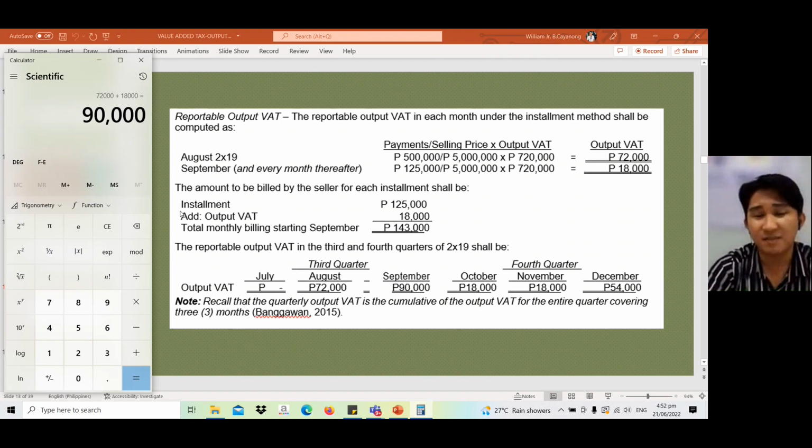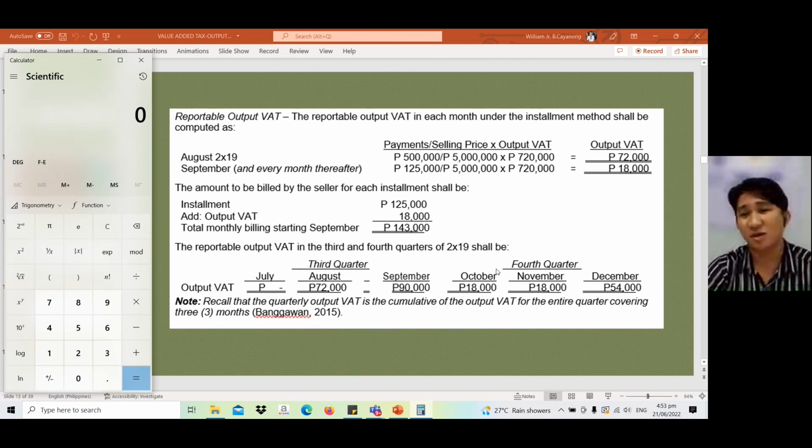So, sir, 90,000 ba ang babayaran during September? Hindi po. 90,000, magle-less ka or magka-credit ka ng 72 dyan. So, 18 pa din yung magiging payment mo. It's just that on the reporting, magko-cumulative po tayo. Halimbawa sa fourth quarter, since 125 naman lahat, yung kanyang payment, so that's 18,000 per month.